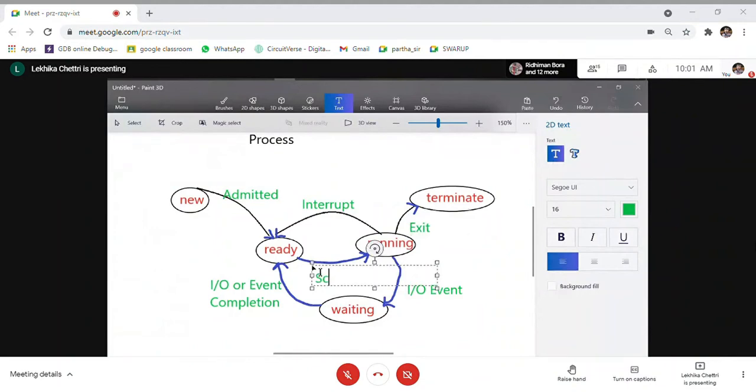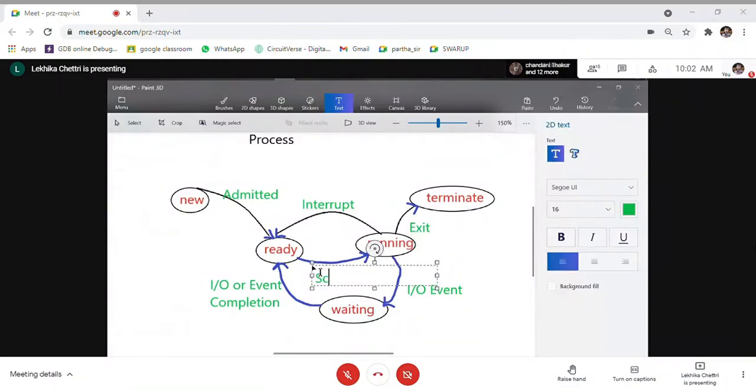So this is your process state diagram. In a process, we have 5 states. The first state is new. Next is ready, running, waiting, and terminated. These are the 5 states that any process will have.